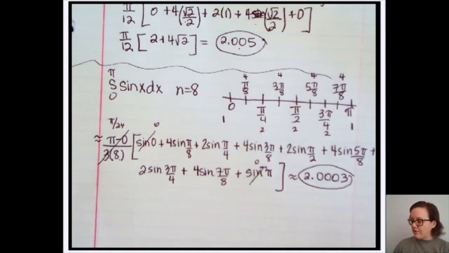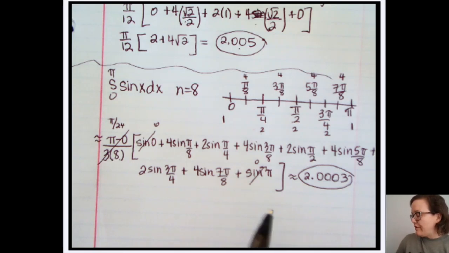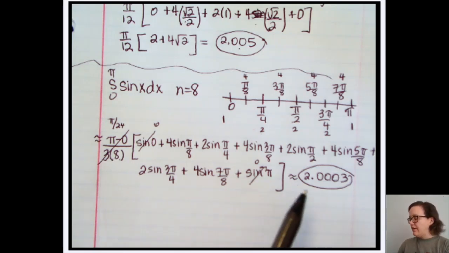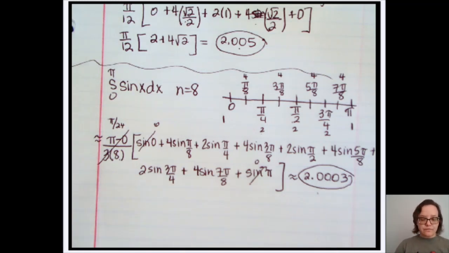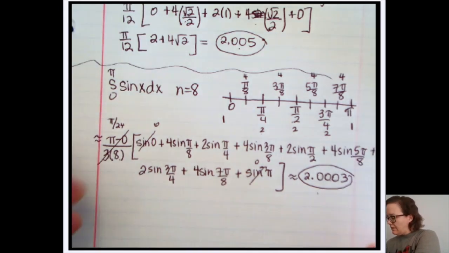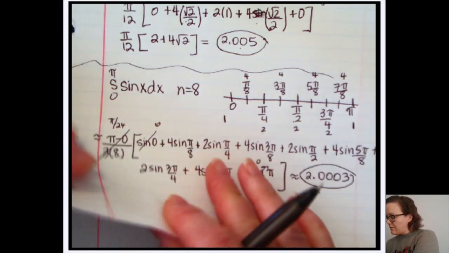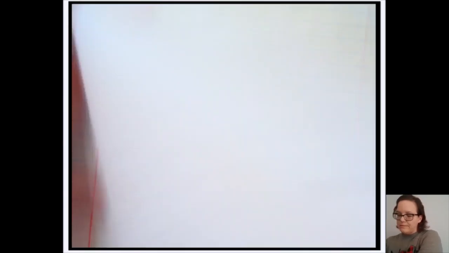If we were doing this without knowing what the integral of sine x was from 0 to pi, it sounds like it would be pretty confident to say 2. Okay, so hopefully that demonstrates the rule. Okay, let's do 2 others real quick. Again, the same ones that we did with the trapezoid rule.